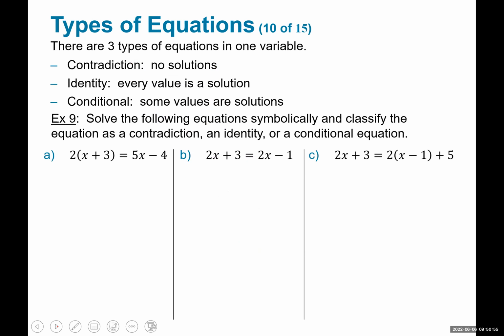Now, three different types of equations in one variable: contradictions, identities, and conditionals. Conditionals are where there's at least one solution. An identity is where you end up with the same number equal to the same number. That's always true, so every value is a solution. No matter what you put in, every value is a solution. A contradiction is where you end up with a false statement. It's no solution. Not true.